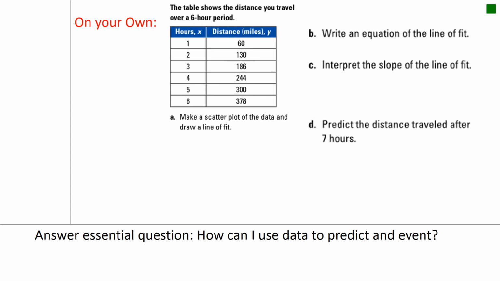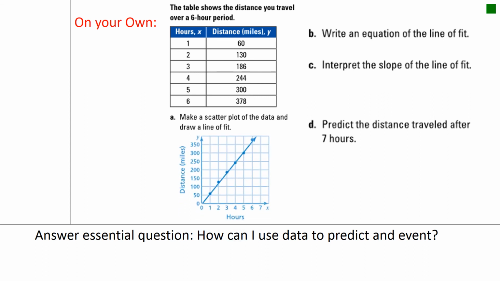All right, your scatter plot should have looked something like this, and your line of best fit, remember, your data values don't need to be all above or all below. That's not the best line of fit. You want them to be evenly distributed, just like you've done in science multiple times this year. And this one is pretty because it starts off at 0, 0. Our equation is going to be y equals mx plus b.